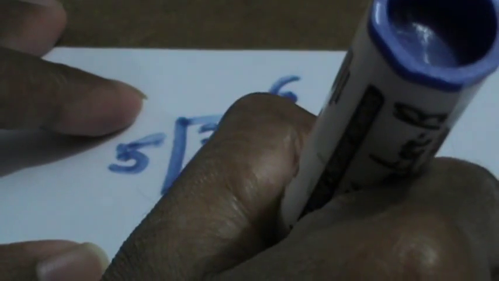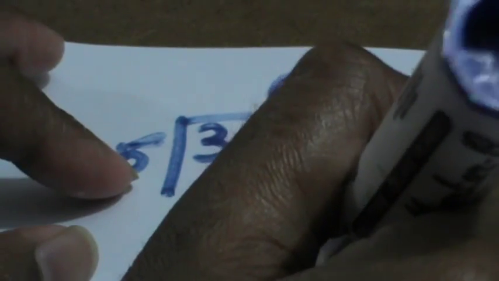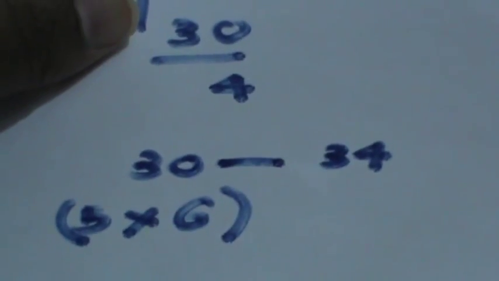So because 30 is the closest multiple of 5 that is close to 34, you can say 30 is equal to 5 times 6, and you remain with 4. So you can rewrite 34 as 5 times 6 plus 4.